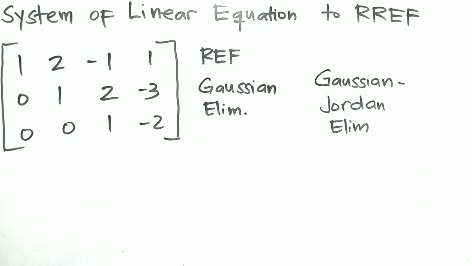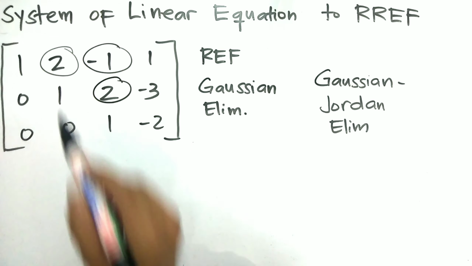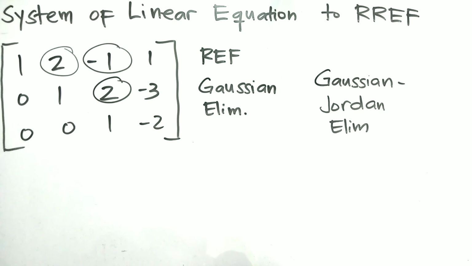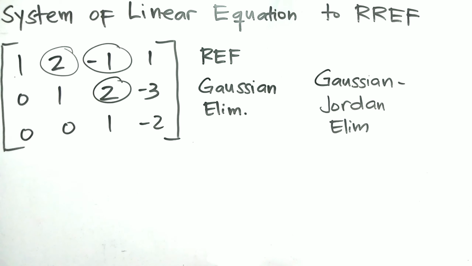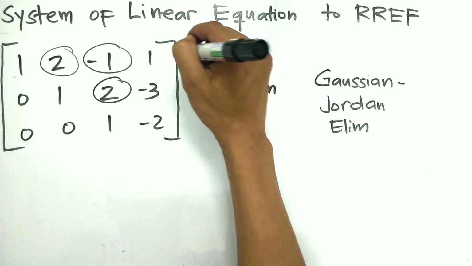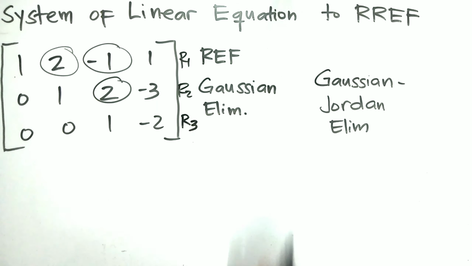So for this matrix to be in reduced row echelon form, we need to change these numbers into 0 so that the values at the top and the bottom of our leading entries, these are the leading entries, would be equal to 0. So to do that, we will perform elementary row operations. So this is row 1, row 2, and row 3.